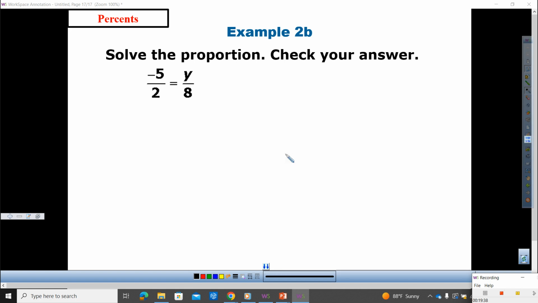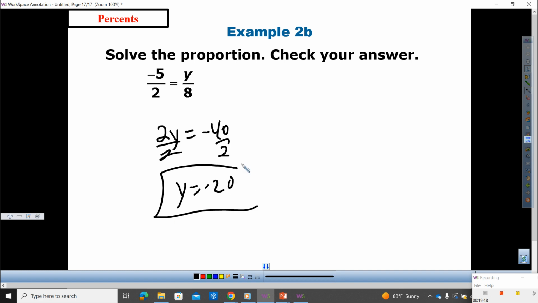All right, help me with this one. Emilio, go. What do I do? So I write, and divide by 2. So y equals negative 20. Have you got that? All right, copy this next one.